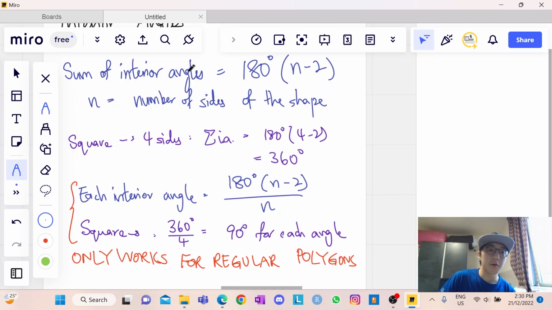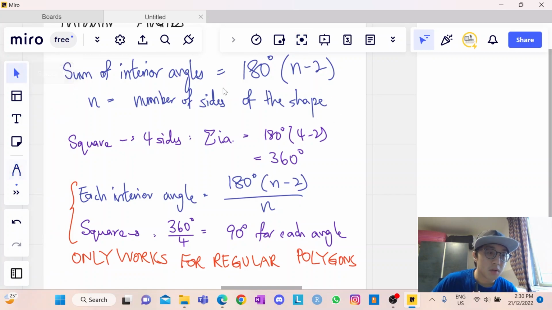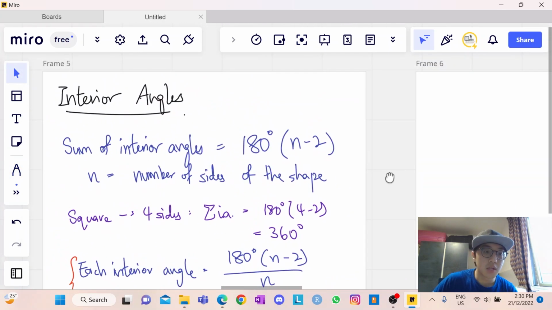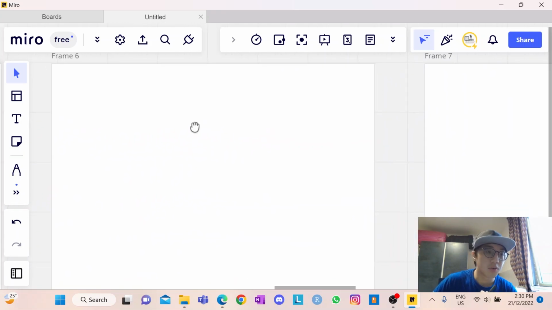However, the sum of interior angles works for regular and irregular ones. So if you just get a pentagon, but it's a very weird five-sided shape, you can still use this to get the sum of interior angles. All right. So the complement of this, which comes together with interior angles, are exterior angles.